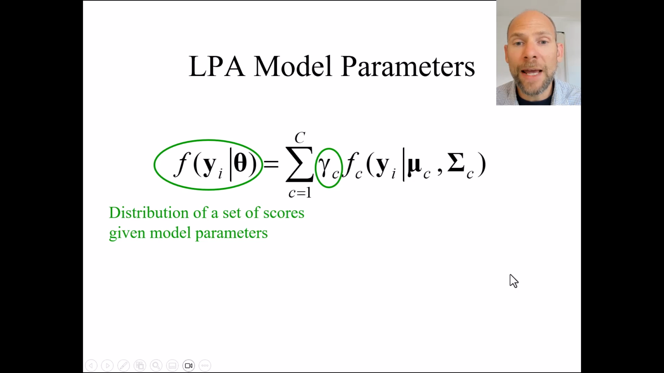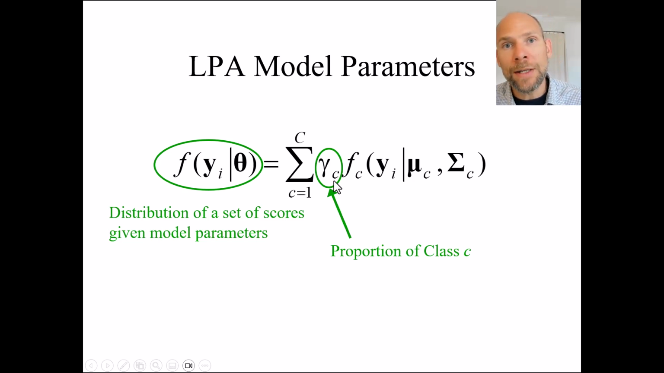And so first of all, we have a gamma C parameter here, which indicates the class size of a given class C. So we have up to uppercase or capital C classes, and so each class has a proportion. So each class has a size that we estimate. So that's one type of model parameter that gets estimated in latent profile analysis, is the unconditional probability of belonging to class C. And so those class sizes across the C classes sum up to 1.0, because individuals are in one and only one latent class.